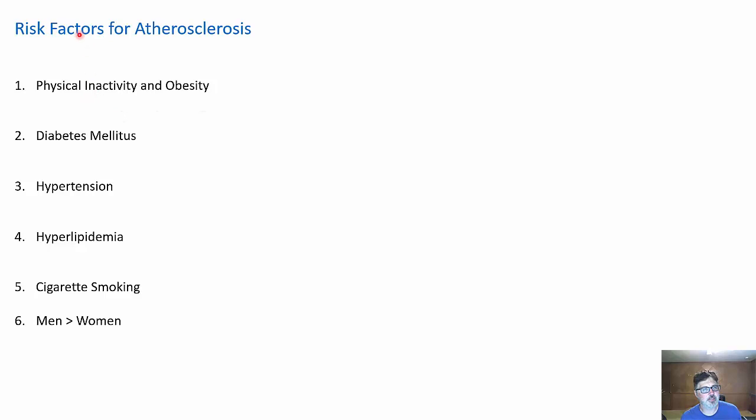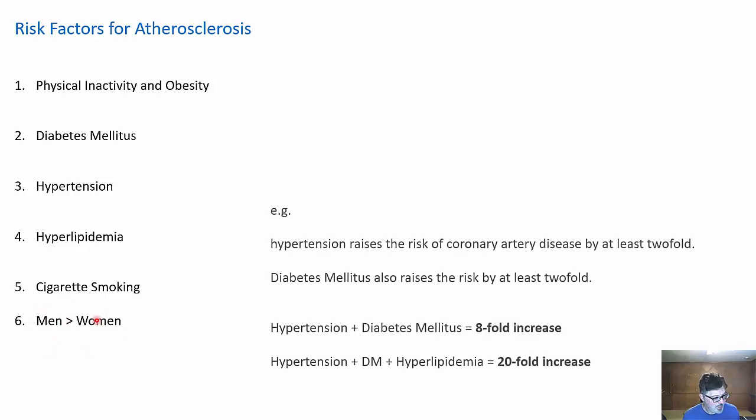Of course, we want to think about some of those factors that affect atherosclerosis, such as physical inactivity, obesity, diabetes mellitus, hypertension, hyperlipidemia, cigarette smoking, and men will typically be more susceptible than women. Now, an interesting side note is that the effects here are not additive, but rather multiplicative, where they can exponentially increase the risk.